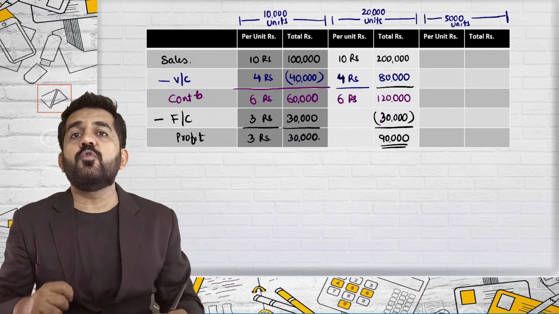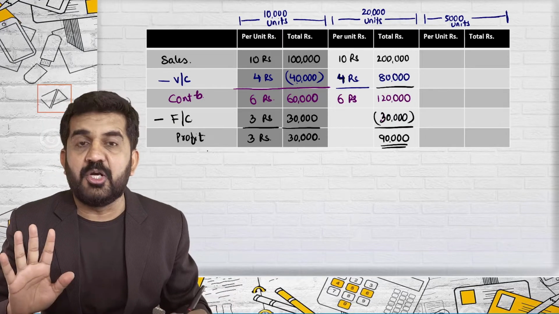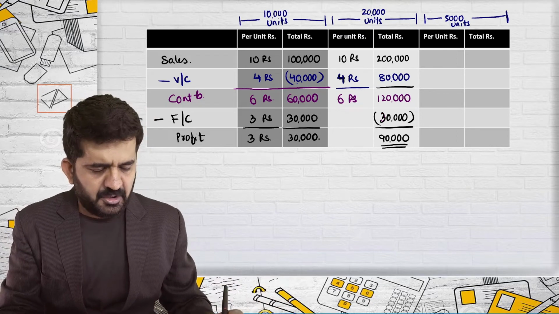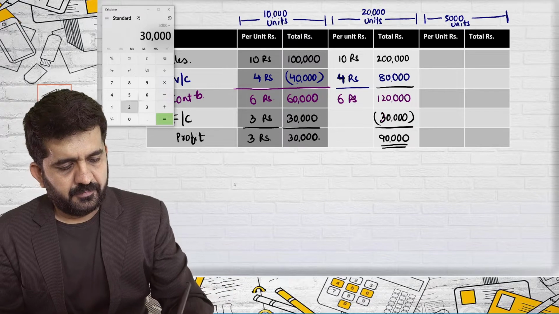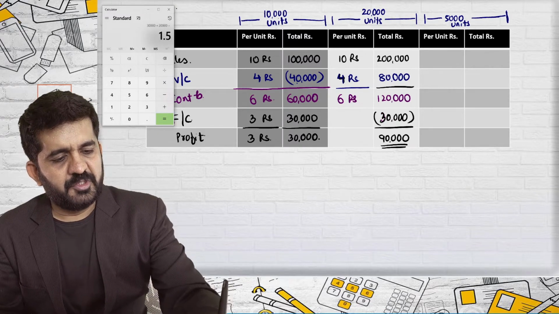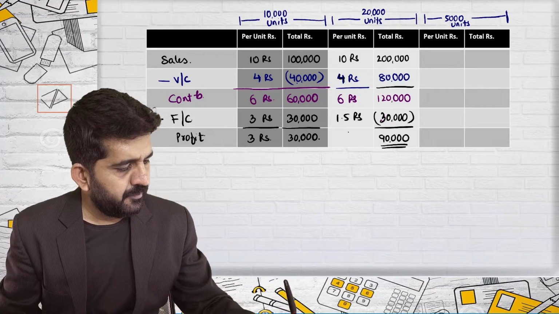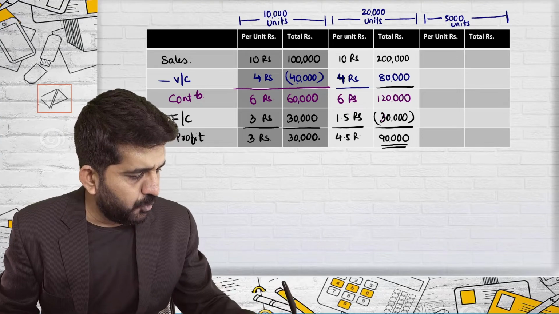But I want to find out fixed cost per unit. Sir, it will remain 3. No, it will not remain 3. Fixed cost per unit will be 30,000 divided by 20,000, which is 1.5. And profit per unit is 4.5.